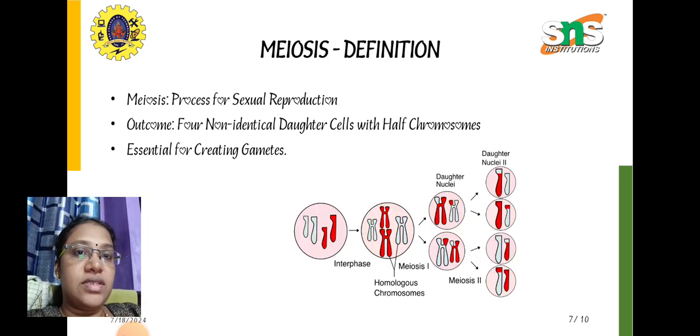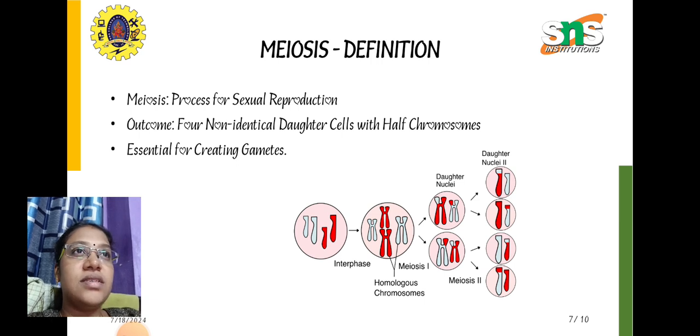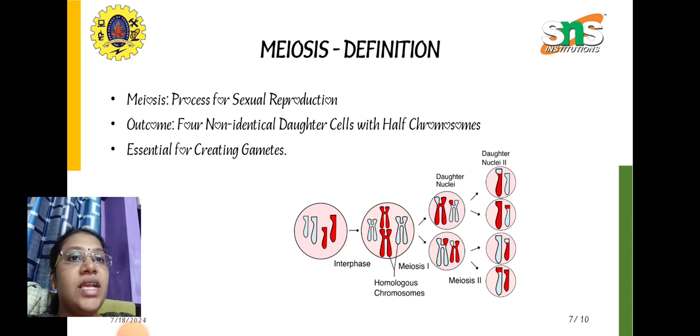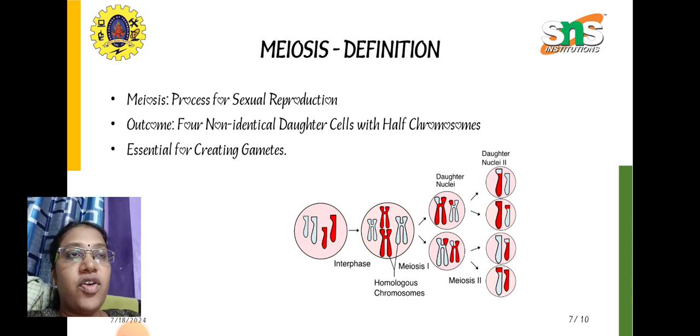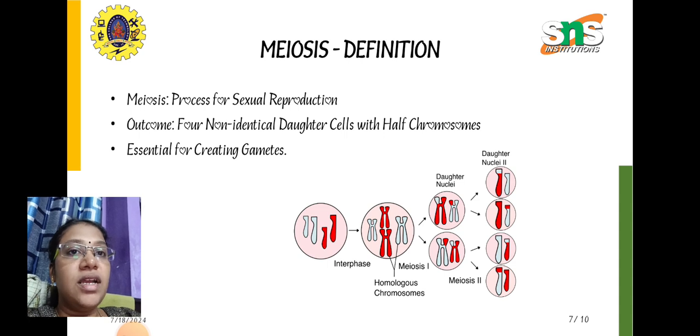Coming to meiosis. Meiosis is a process where sexual reproduction takes place, and it is different from the mitosis process. In meiosis, the cells go through the reproduction phase, whereas in mitosis they just go in for repair and growth. The outcome of meiosis is four non-identical daughter cells with half the chromosomes. That is essential for creating the gametes.